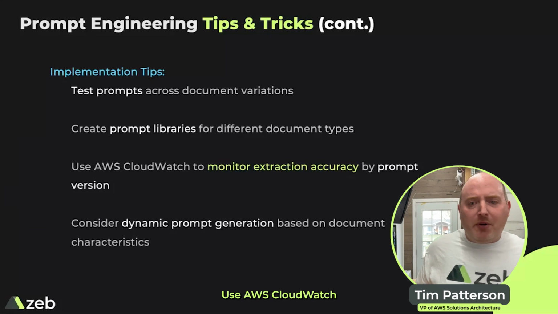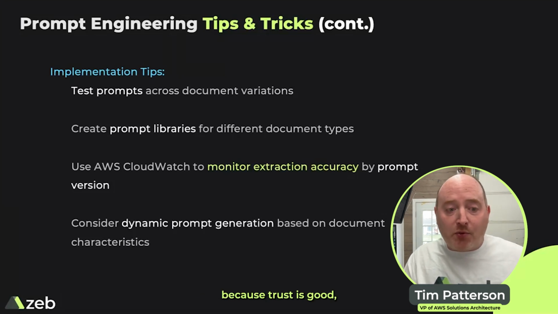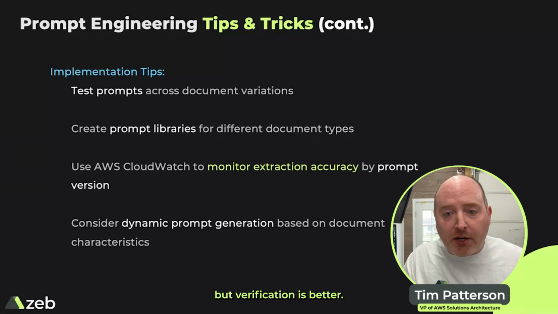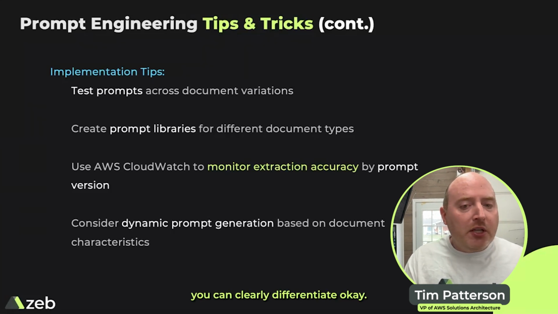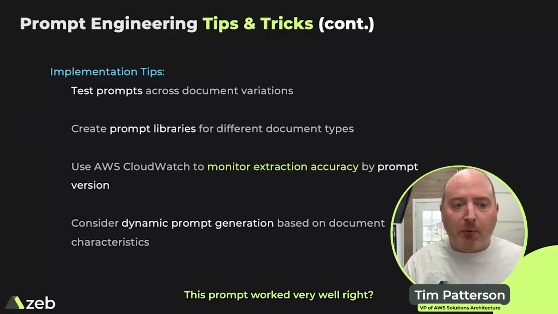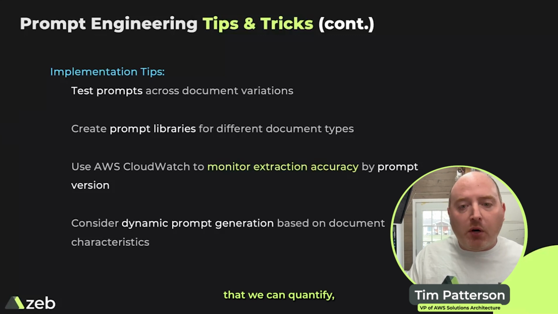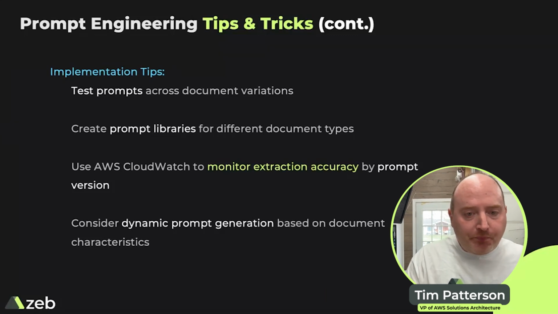Use AWS CloudWatch to monitor extraction accuracy by prompt version. So make sure that you're using CloudWatch to collect custom metrics. You want to monitor everything because trust is good, but verification is better. And make sure that you're including the prompt version in your metrics. That way you can clearly differentiate, okay, one prompt worked somewhat well, this prompt worked very well, right? We need to make sure that we can quantify our data back to the metrics itself.